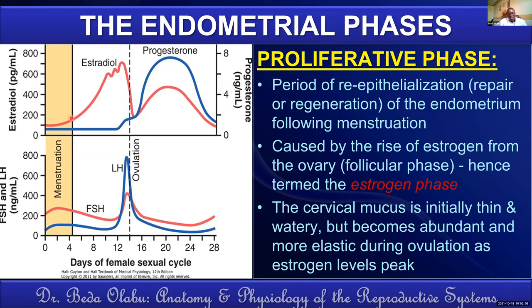Now, when the levels of estrogen reach that peak, it has an effect on the type and amount of cervical mucus. At the peak of estrogen hormone, the amount of cervical mucus is abundant. It's quite a lot, and the mucus is more elastic as well. Why is that so? Remember, the peak of estrogen secretion is around the time of ovulation, because it's going to trigger that positive feedback mechanism that leads to ovulation. So we are around the time of ovulation.